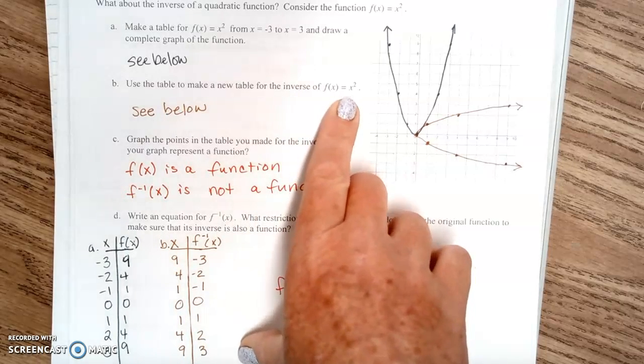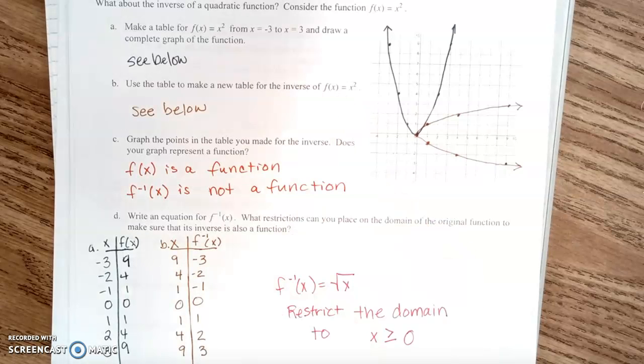Part B says, use the table to make a new table for the inverse of the function x squared, okay? So we're simply going to take the points from part A and flip them. So instead of negative 3, 9, it's going to be 9, negative 3. Instead of negative 2, 4, it's going to be 4, negative 2. Instead of negative 1, 1, it's going to be 1, negative 1. 0, 0 looks the same. 1, 1 looks the same. 2, 4 becomes 4, 2. And 3, 9 becomes 9, 3.